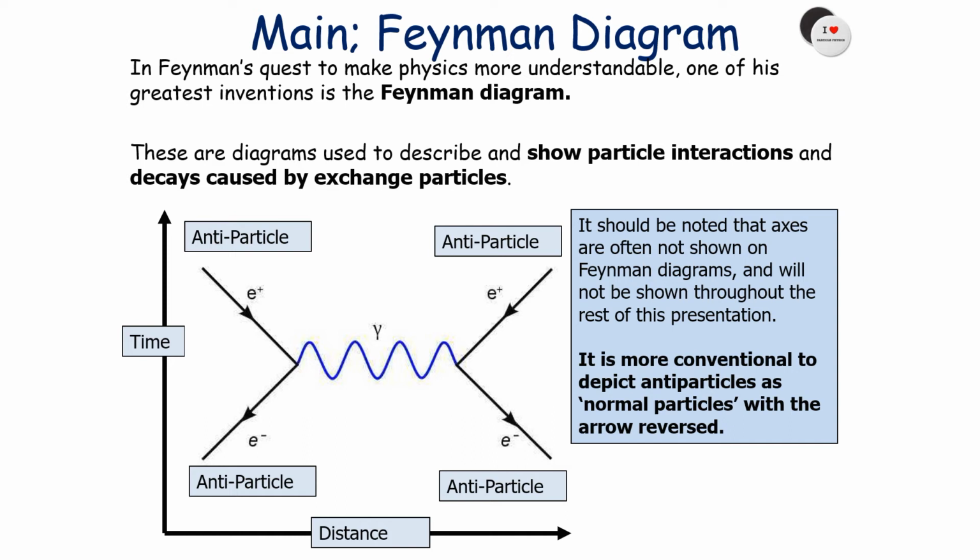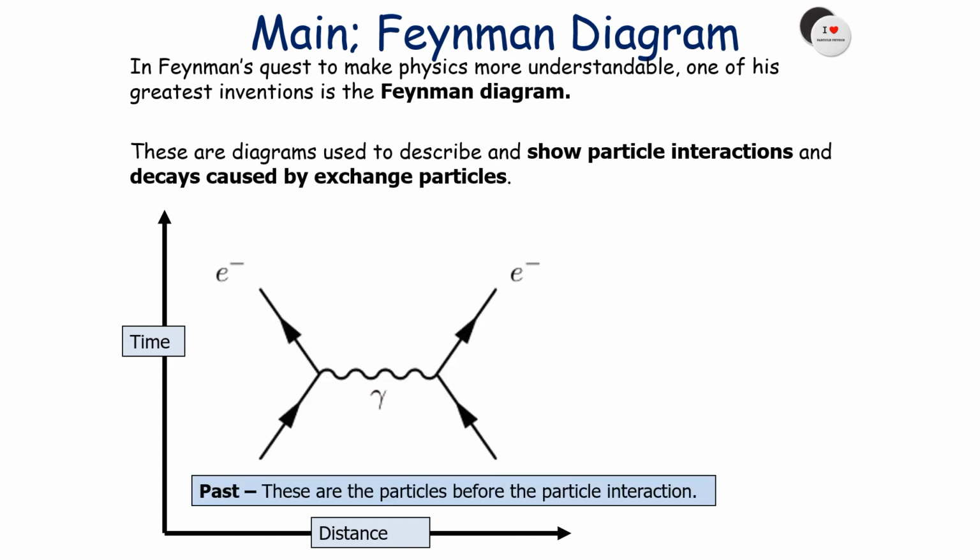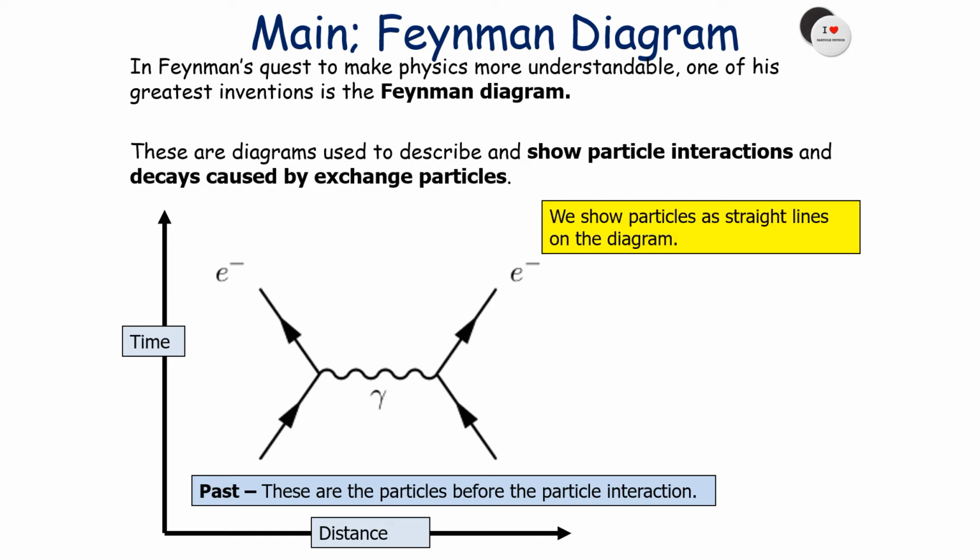That's not the case, it's just that they are antiparticles. Now our Feynman diagram will actually show the scale of time as well. So at the bottom of your Feynman diagram, you have the past, the particles before the particle interaction. Now just note, we show particles as straight lines on the diagram.